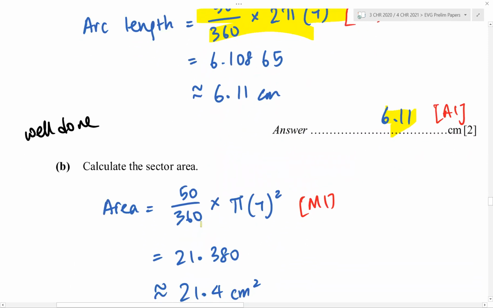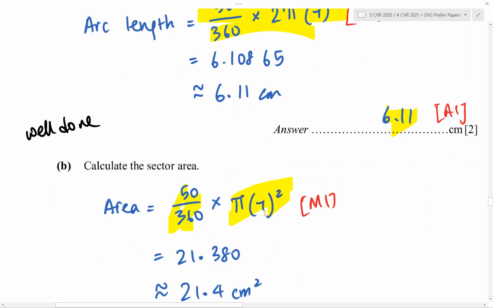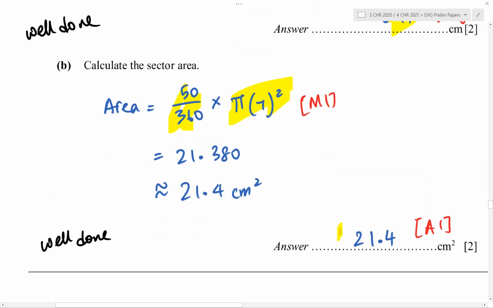Same. 50/360 pi r squared. 1 mark. Final answer, 21.4. Okay, am I going too fast? Okay.